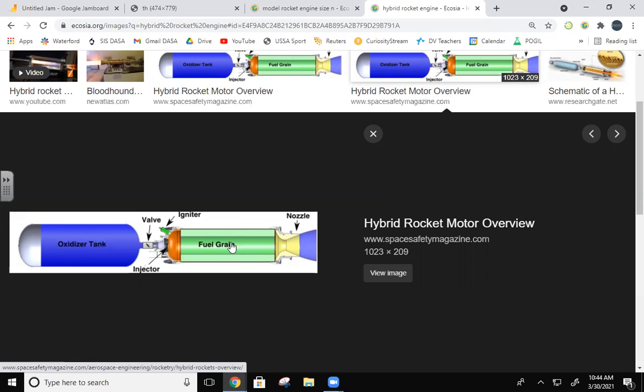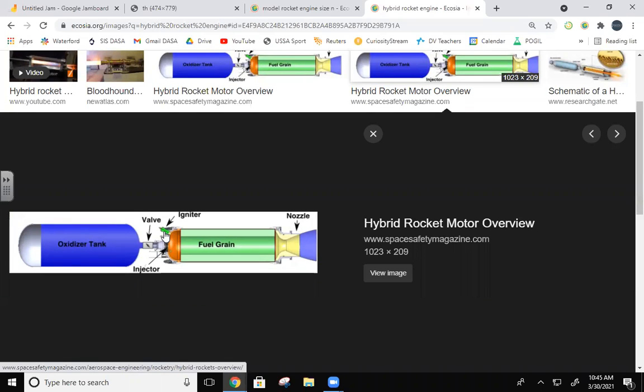You have a fuel grain. At Utah State they have a lab that does a bunch of tests on this kind of rocket engine. They use plastic as the fuel, and then they flow oxygen through the fuel. And there's the igniter right here, just like a spark plug.